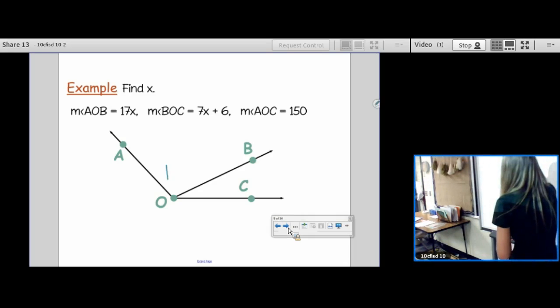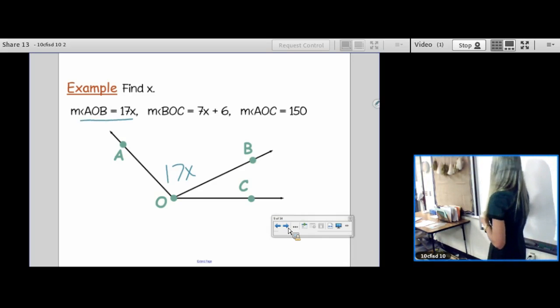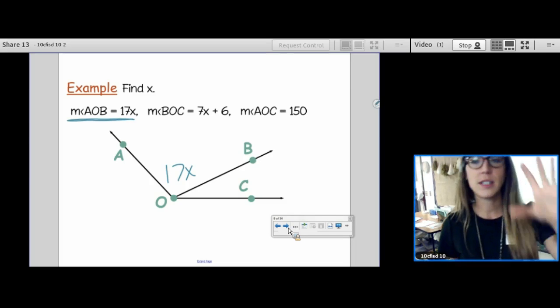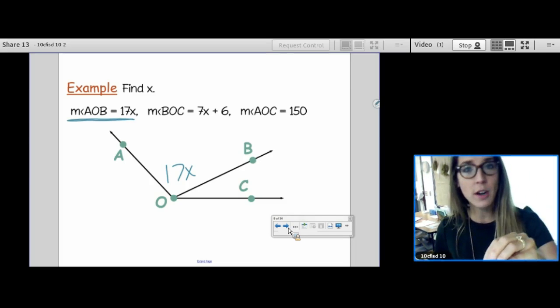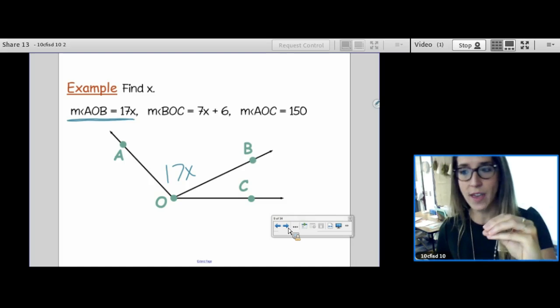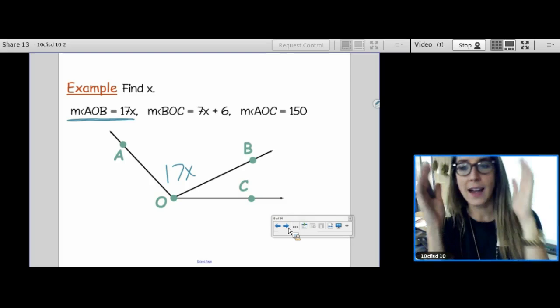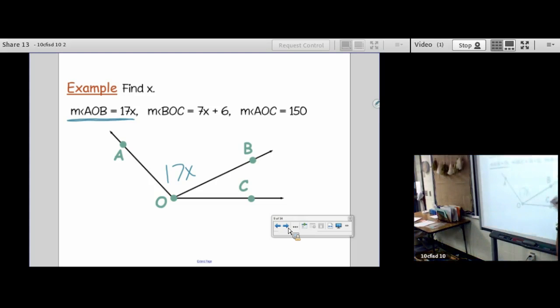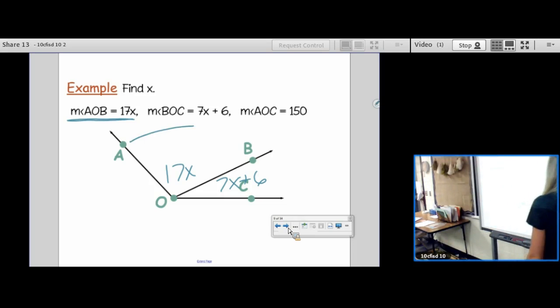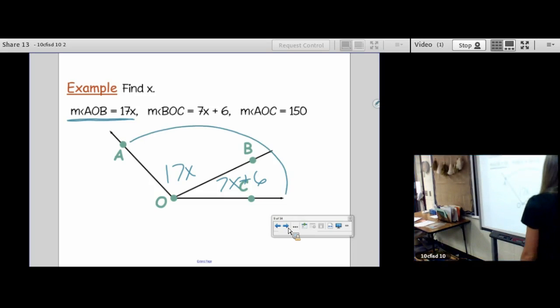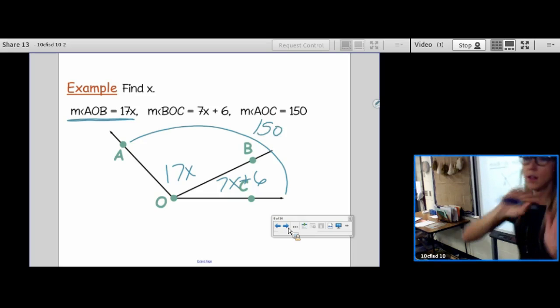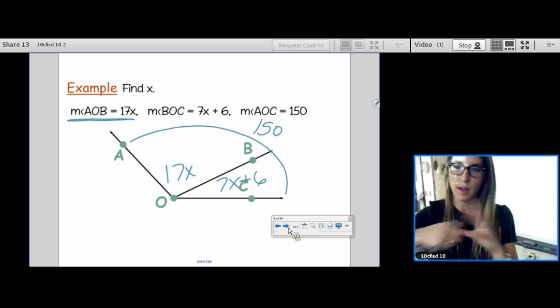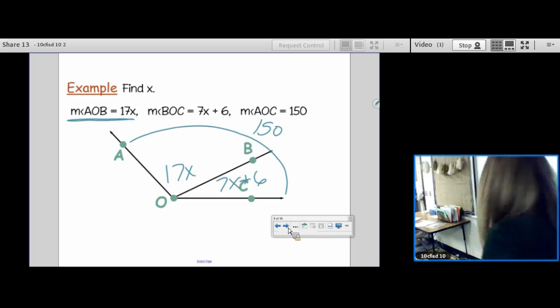AOB is 17x. So what I do when I'm given a problem like this is I first put the angle measures on the picture and I put them inside the angle they go to. I don't put it off to the side. I put 17x inside the angle. BOC is 7x plus 6. And AOC, I recommend you show like this. AOC is 150. I recommend that you draw the whole opening of angle AOC to show what 150 is.